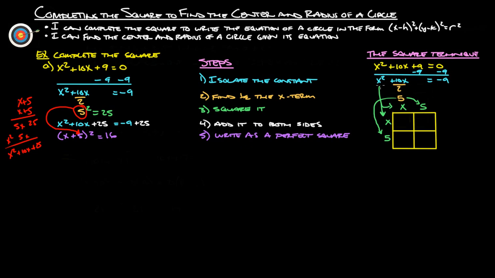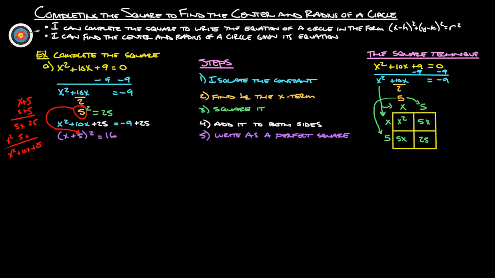Then this x² here, we're going to split up into x times x. Next thing we're going to do is just multiply whatever we have. So x times x gives us x². 5 times x gives us 5x. x times 5 is 5x, and 5 times 5 is 25.